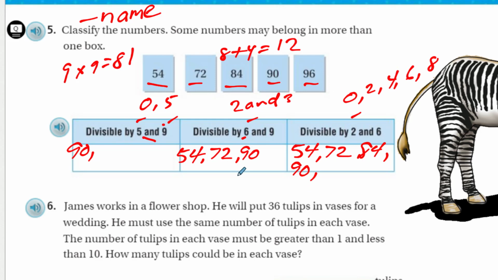Okay, the last one, 96. Nope, can't go there. Divisible by 5? 5 is so picky. Only 0 and 5. It makes it hard. Okay. Divisible by 6 and 9? Well, let's see.